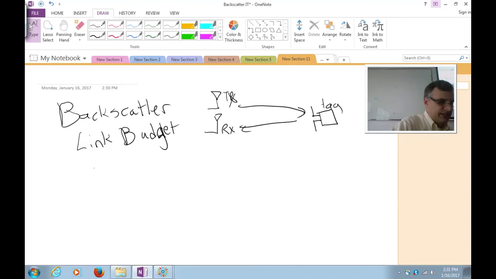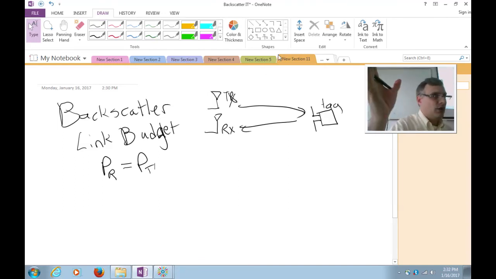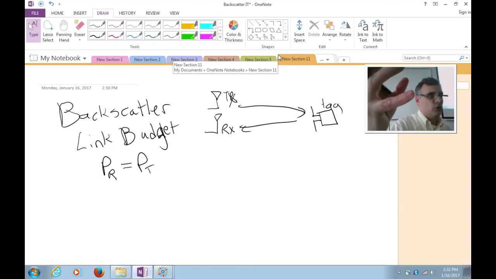So in this case, we can actually start by using the radar link budget. In fact, this is a common way of dealing with it. One of the things about radio engineers is that they like to try to do new things by shoehorning them into the old way of thinking, right?